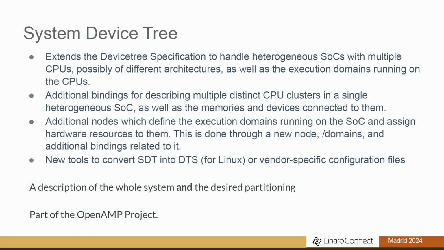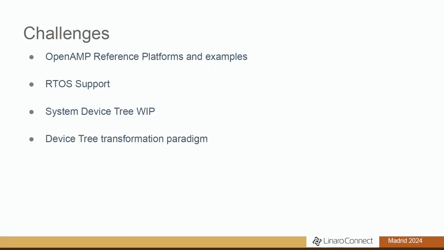This is all having to be done within the limitations of the device tree spec, essentially. So the paradigm for system device tree at the moment is you take a system device tree and you transform it using various tools into a device tree that you want. So, one for Linux, for example, one for U-boot maybe, one for something else. And it is part of the OpenAMP project.